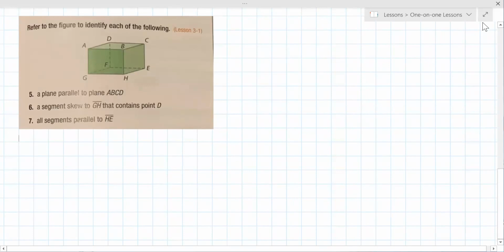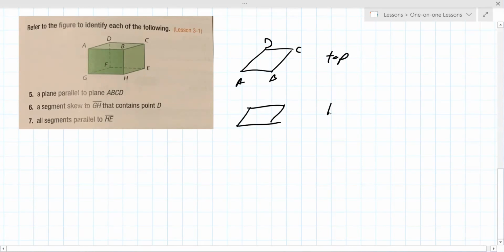Okay, refer to the figure to identify each of the following. A plane parallel to ABCD. So ABCD is the top. If we consider that the top, then the bottom would be parallel to it. Would you agree with that? Mm-hmm. So the bottom is what? What four letters make up the bottom?